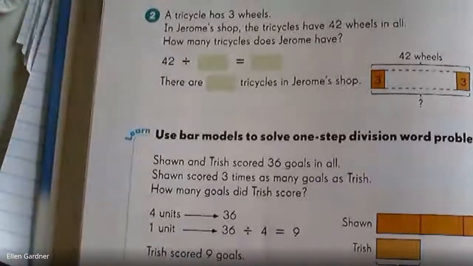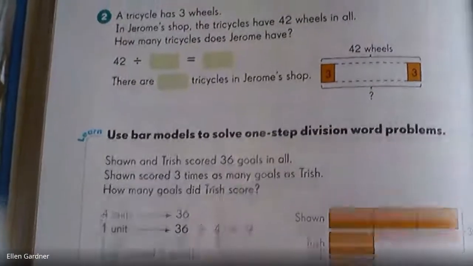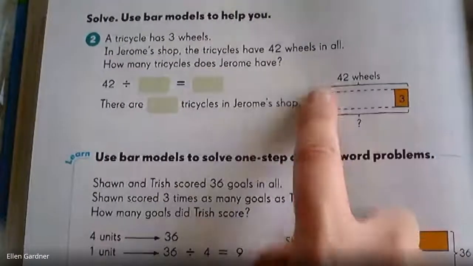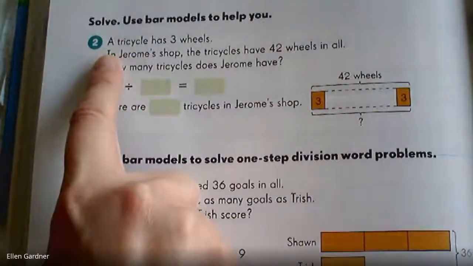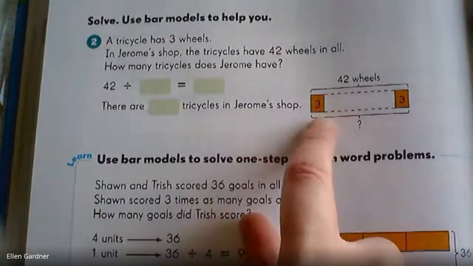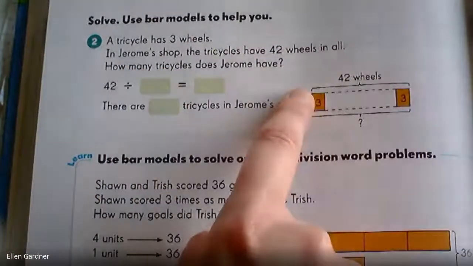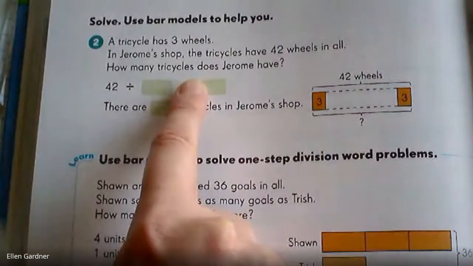Now here is one where we will also divide, but the format looks different. In this case, we don't know how many groups there are, but we do know what each group is equal to. Here's our story problem. A tricycle has 3 wheels. In Jerome's shop, the tricycles have 42 wheels in all. How many tricycles does Jerome have?